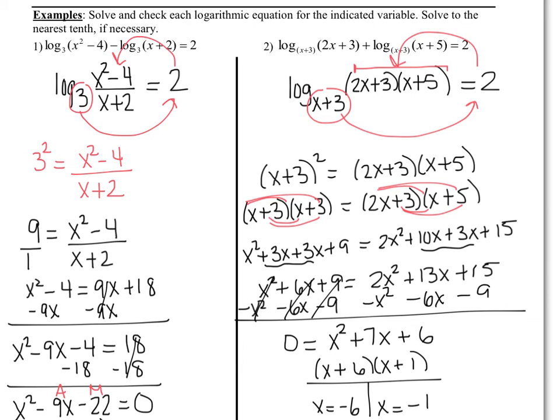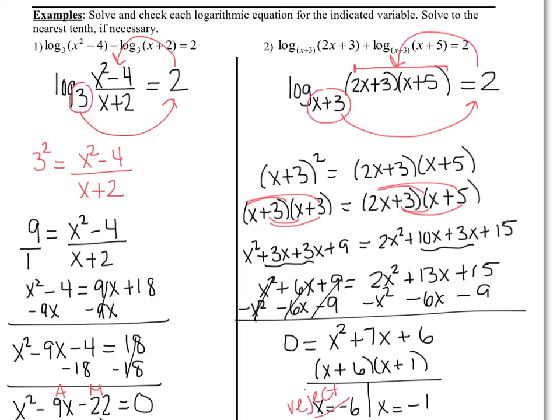So we need to check both in the base and up here to see that we get a positive number, not 0 or negative. So if you put in negative 6 plus 3, this base is going to give us negative 3. We can't have a negative in here either. So even if we put it here, 2 times negative 6 is negative 12. Negative 12 plus 3 is negative 9. So again, this is not good. We can't have a negative here or here. So we're going to reject negative 6.